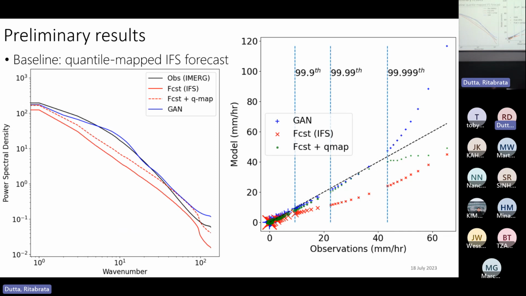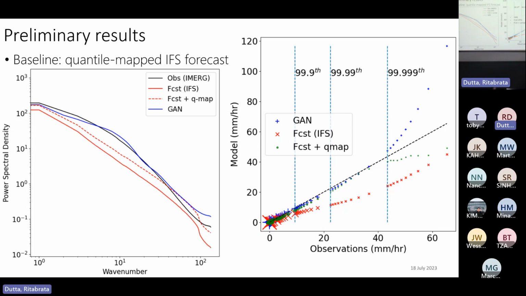The red solid line is the raw IFS, but obviously we don't expect the IFS to line up with the IMERG observations because that's not what it's designed to do. So we have to apply a good baseline to the IFS. What we're doing is applying quantile mapping, a particular kind of quantile mapping to deal with the data we have, just using neighborhoods of regions to calculate the quantiles. The dashed red line there is the forecast including quantile mapping, just as a good baseline. The GAN tends to produce realistic looking images and corrects the power spectral density by a decent amount.